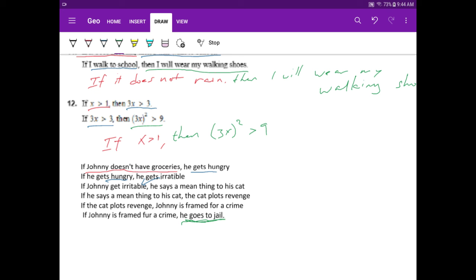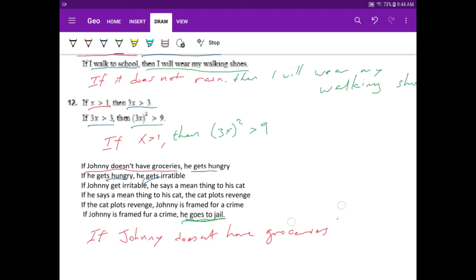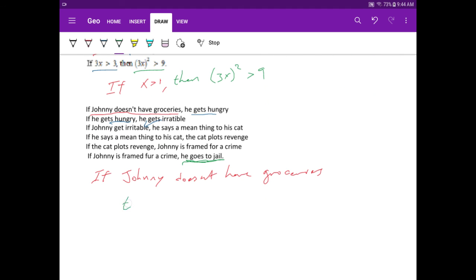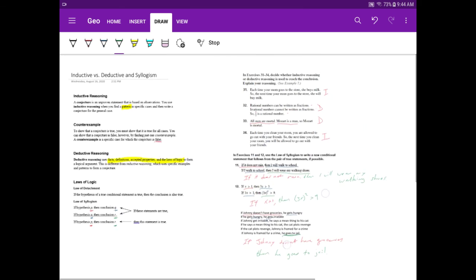So if all these things in the middle are true, then you can say this statement: if Johnny doesn't have groceries, then the conclusion, he goes to jail. Yep, so that's everything.